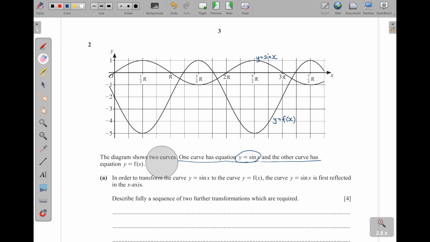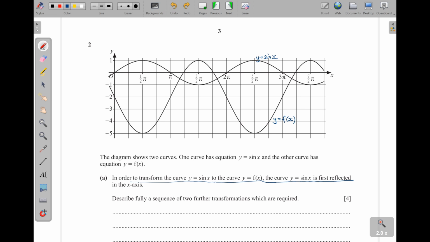Then they are saying that part A, in order to transform y is equal to sine of x to the curve y is equal to f of x, the curve y is equal to sine x is first reflected in the x-axis. Describe fully a sequence of two other transformations which are required.